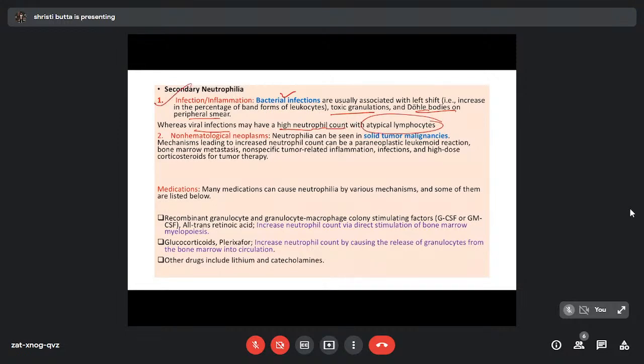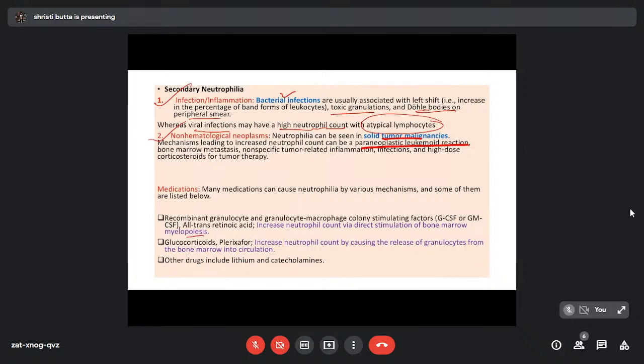Now, coming to non-hematological neoplasms like solid tumor malignancies, which can also result in a paraneoplastic leukemoid reaction. In addition, medications like all-trans-retinoic acid, G-CSF, GM-CSF can all cause an increase in the neutrophil count via direct stimulation of bone marrow myelopoiesis. Glucocorticoids, as I've already discussed, cause an increase in the neutrophil count by shedding of L-selectin and by prevention of the apoptotic pathway.